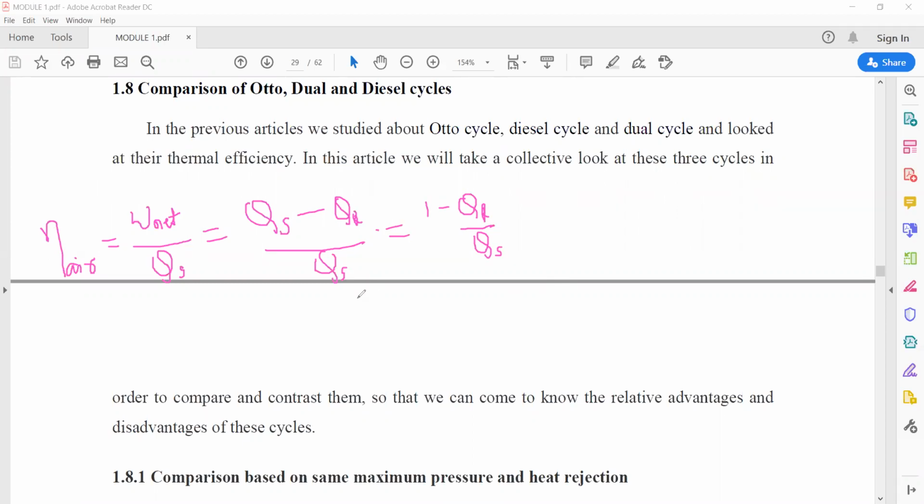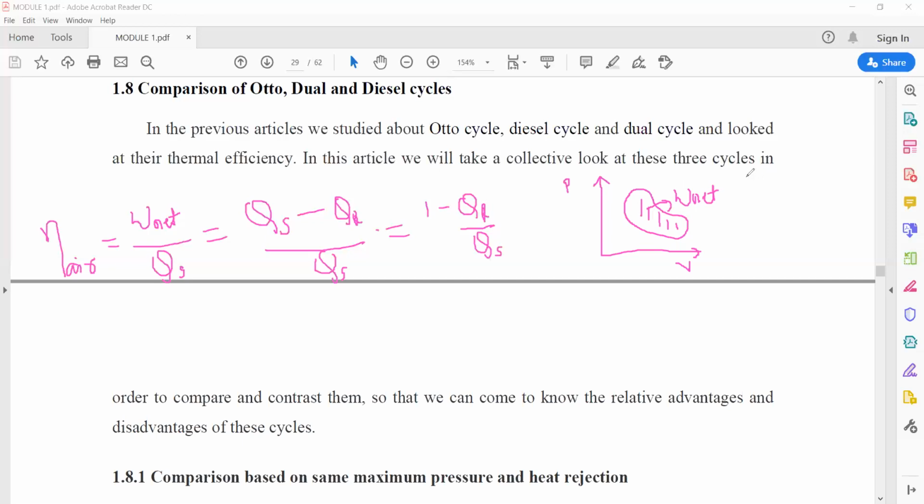Now, before going again to the comparisons, let's have the information about PV and TS diagrams. The PV diagram has on the y-axis the pressure P and on the x-axis the volume V. Now the area under this PV diagram will give you the net amount of work obtained from the cycle. That means if the area under the PV diagram is more, then that represents the cycle has more efficiency.